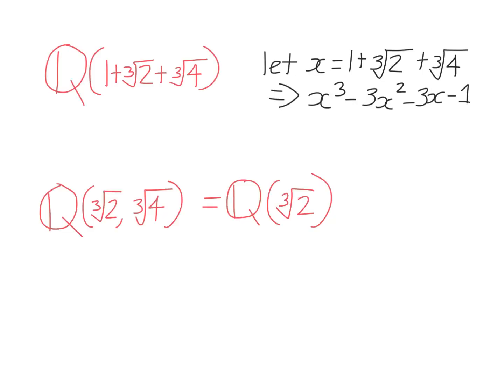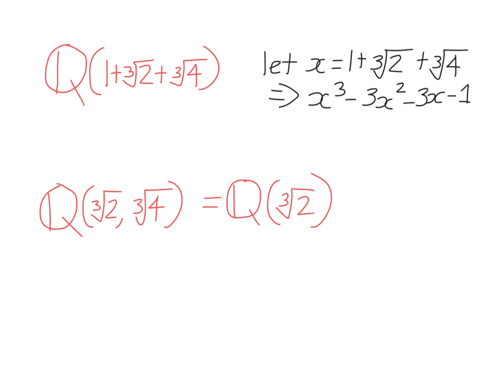So if we have something like Q of 1 plus cube root of 3 plus cube root of 4, if we just let x equal this number that we've adjoined, so we've only adjoined one number here, it turns out that this is a root of this polynomial. So this, again, is a field extension of degree 3.